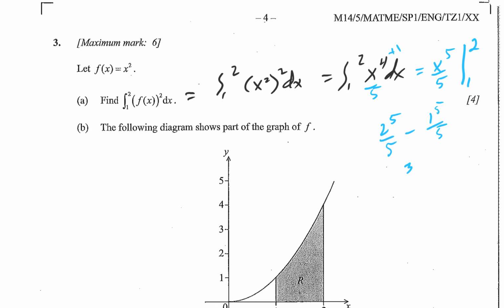2 to the 5th is 32 minus 1 to the 5th, and I get 31 over 5. So that's it for A. Again, normally I do this on the bottom, but I just want to save space for later. I didn't want to scroll up and down the whole time. So that's it for A.